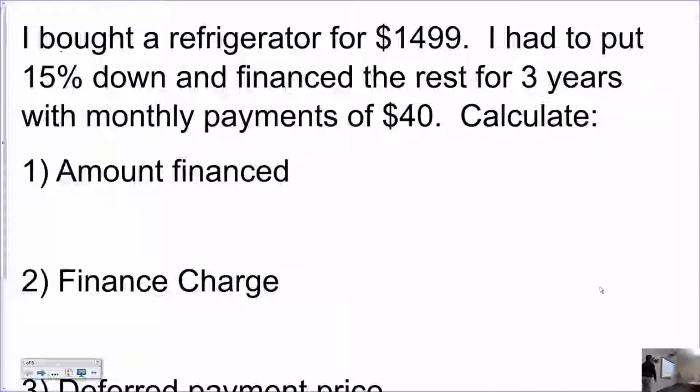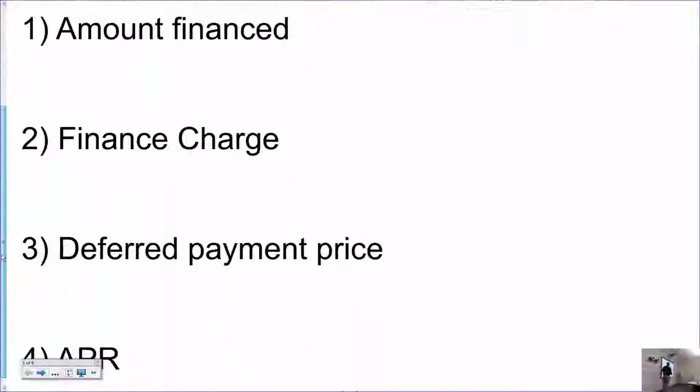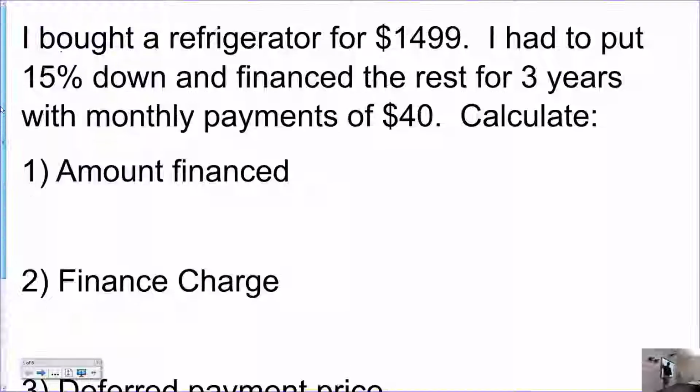So, how about my refrigerator deal here, folks? Bought a fridge for $1,499. Had to put 15% down. That was a condition. Financed it for 3 years. Monthly payments of $40. Calculate my amount financed, finance charge, deferred payment price, and then last but not least, the APR.